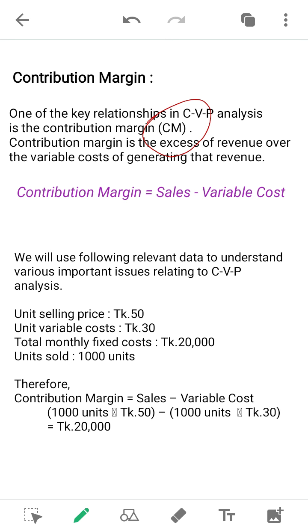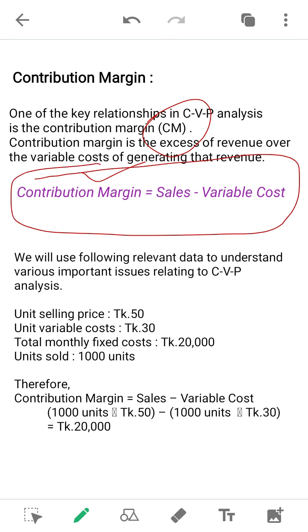Contribution margin is the excess of revenue over the variable cost of generating that revenue. That means here there is a rule. Please pay attention, please look at the rule. Contribution margin is equal to sales minus variable cost. That means subtracting variable cost from sales, you will find the contribution margin, that is CM.